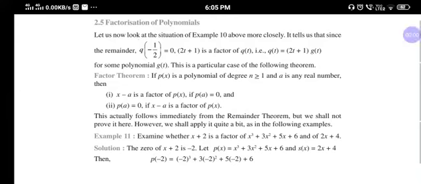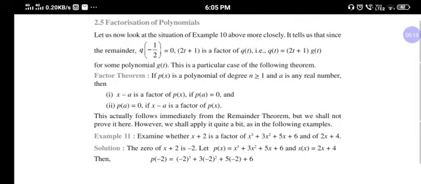Good evening, friends. Now, factorization of polynomials. We have already done factorization, and now factorization of polynomials is one of the topics of SEM here.